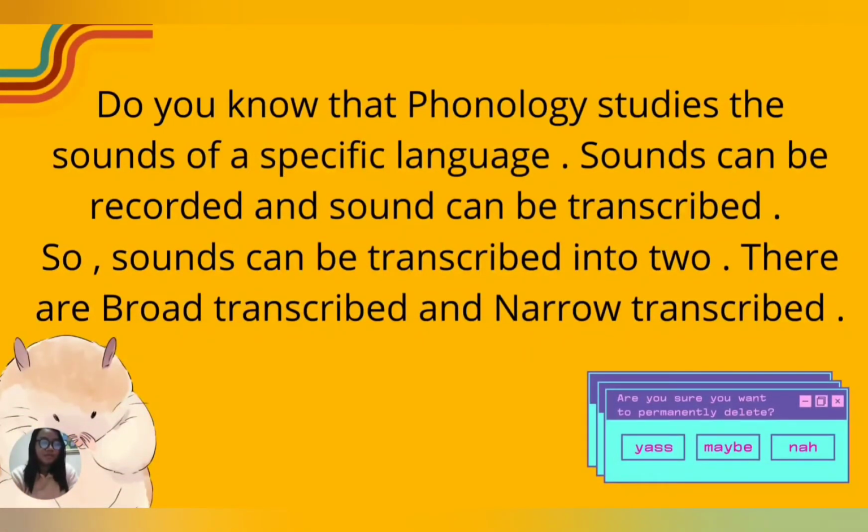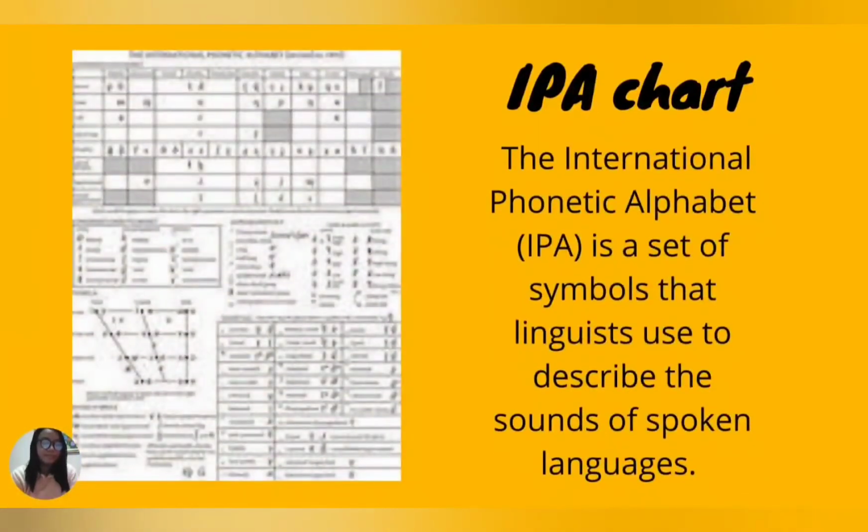Do you know that phonology studies the sounds of a specific language, and sounds can be recorded and transcribed? Sound can be transcribed in two ways: broad transcription and narrow transcription. This is the IPA chart. The International Phonetic Alphabet (IPA) is a set of symbols that linguists use to describe the sounds of spoken language.